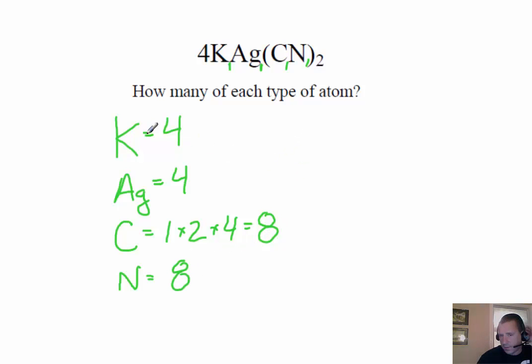So how many of each type of atoms are there? There you go. If I asked you how many elements are there, what would you say? Remember, you have to list them. So there's 1, 2, 3, 4 different elements.